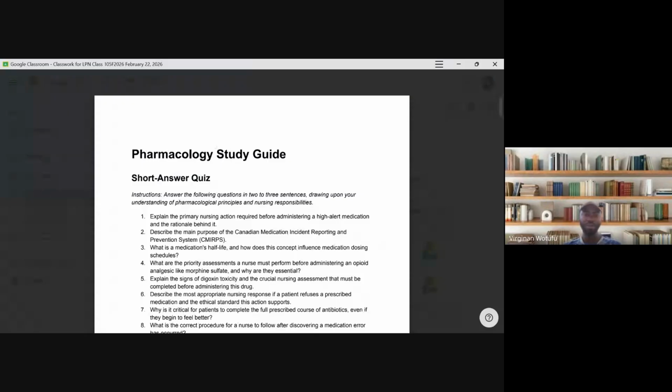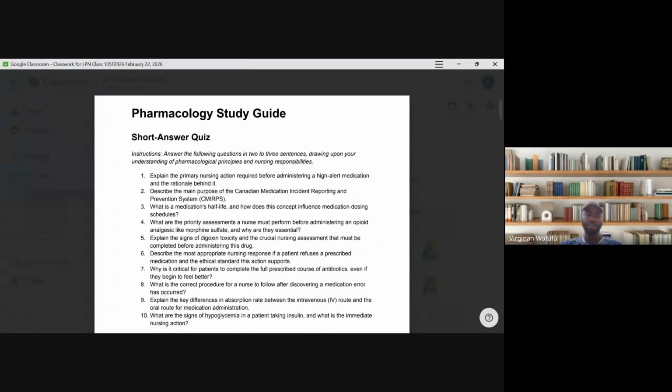Now question 3. What is a medication's half-life, and how does this concept influence medication dosing schedules? Medication's half-life and dosing. What do we understand by the medication's half-life?